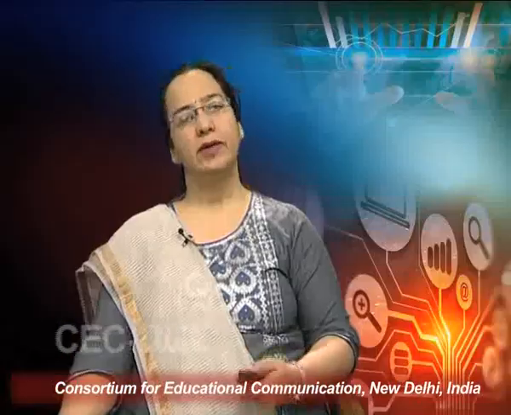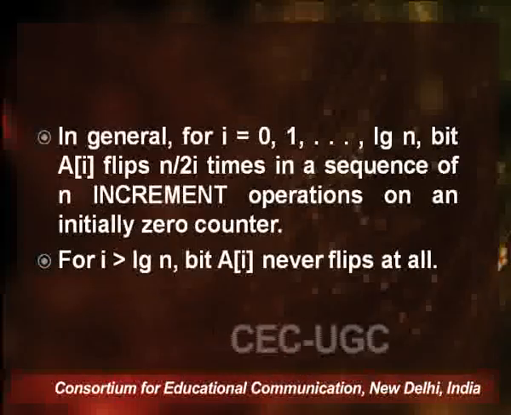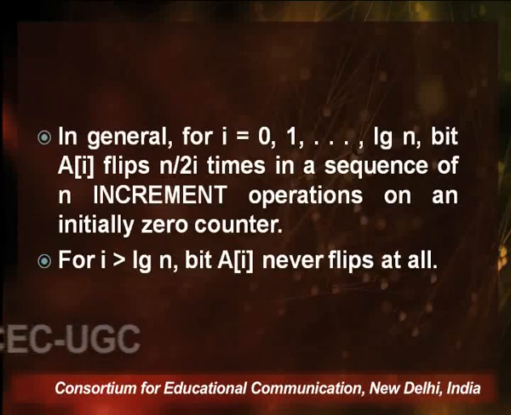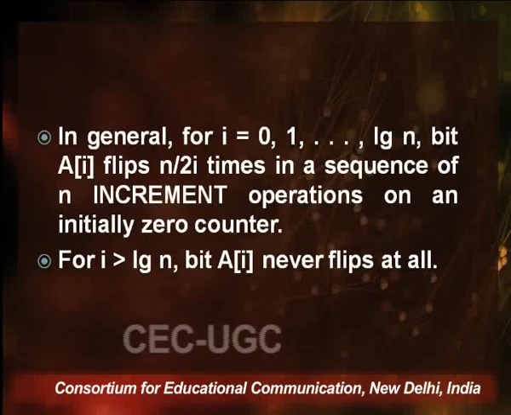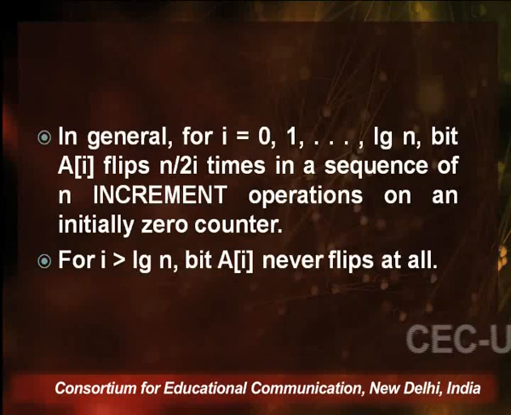So, looking at this pattern of flipping the bits in the binary counter, we can say in general, for i equals 0 to log n, bit Ai is going to flip n by 2 to the power i times in a sequence of n increment operations on an initially 0 counter.